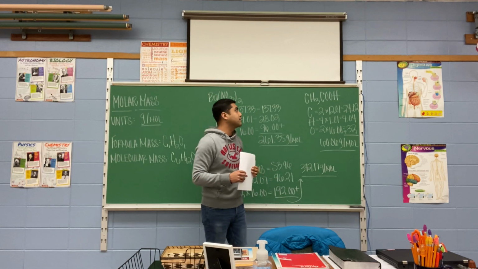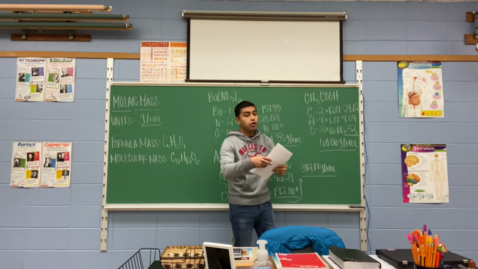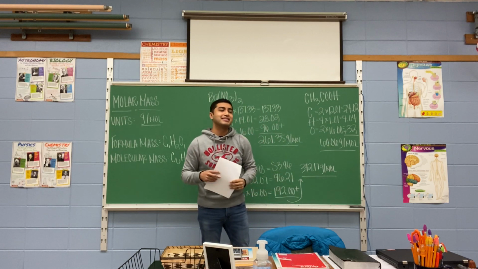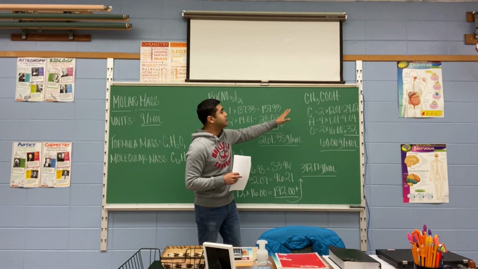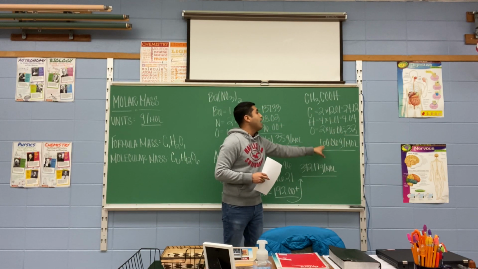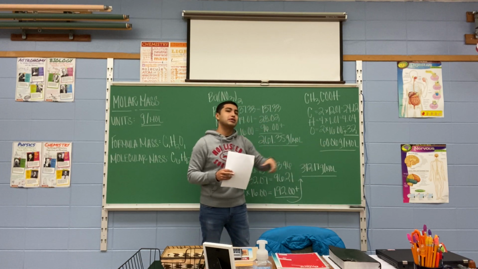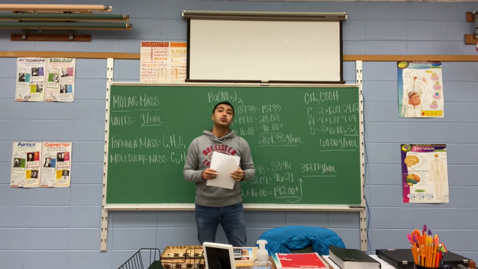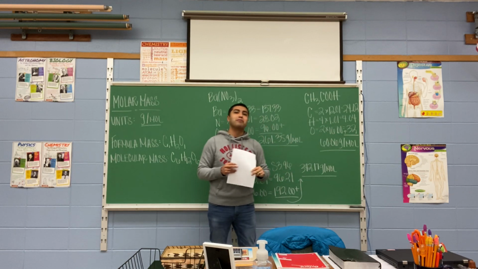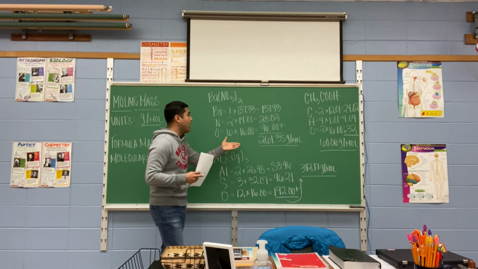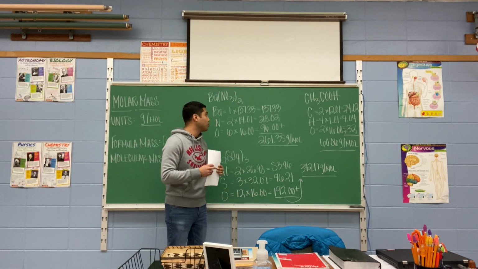Lastly, I'm going to work with my oxygen once again. I have 2 of them, 1 here, 1 here. So 2 times its mass, located on the periodic table. Oxygen is 16. 2 times 16 is going to give me 32. Once I have all 3 of my masses, I'm going to add them. That's going to give me 60.06. Once again, my unit is always grams per mole when it comes to molar mass. 60.06 grams per mole. These are 3 very simple, very easily understood examples of molar mass.